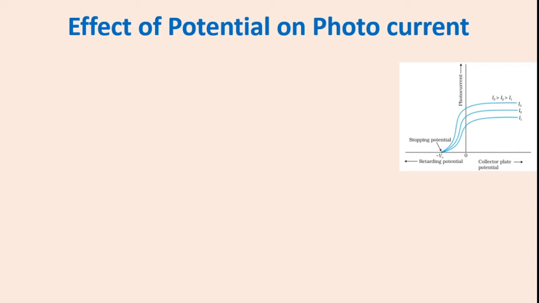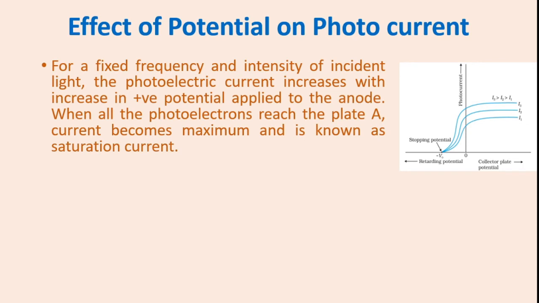For different intensities, the saturation current will be different. Here, three intensities I3, I2 and I1. I3 is greater than I2, which is greater than I1. So, as intensity increases, the photocurrent also increases. So, for a fixed frequency and intensity, the photoelectric current increases with increase in positive potential applied to the anode. When all the photoelectrons reach the plate, current becomes maximum and is known as saturation current. This is the saturation current.